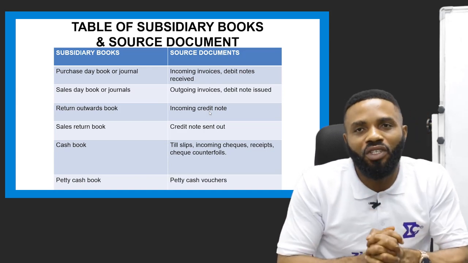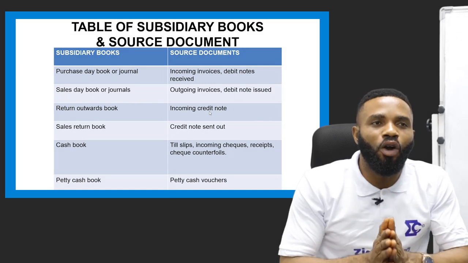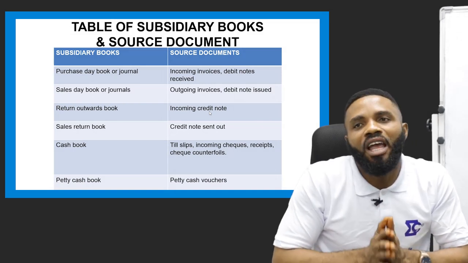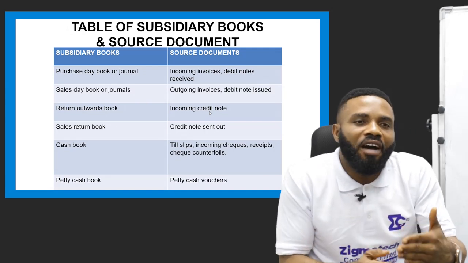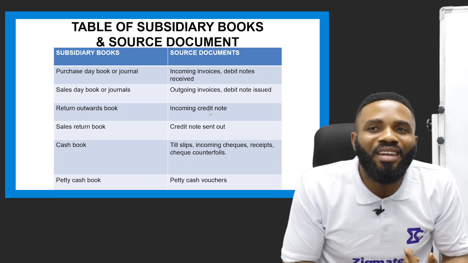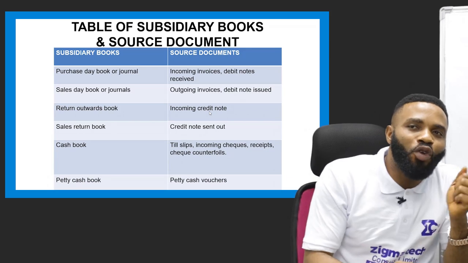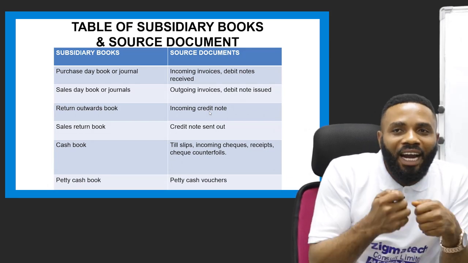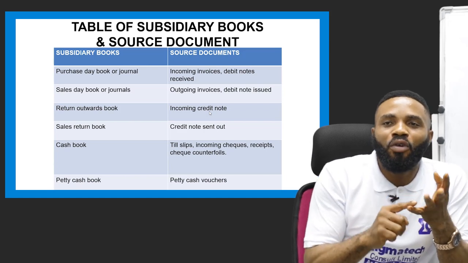Let's start with the purchase day book. Remember, we have said the purchase day book is used to record daily purchases on what? Credit. So what can actually prove that we've bought our goods on credit? Number one, we have what we call incoming invoices. Whenever you go to buy, there are things that the supplier is supposed to give you. One of them is what we call the invoice.